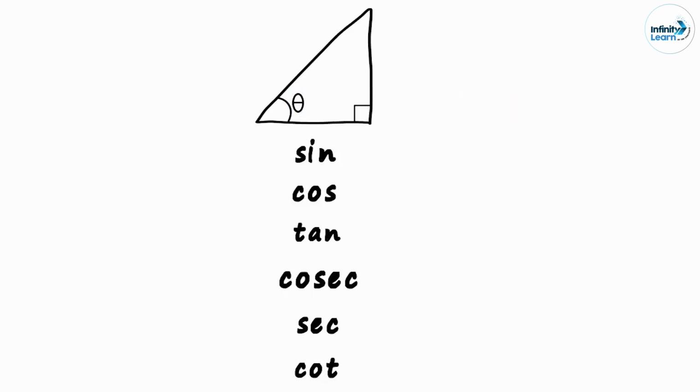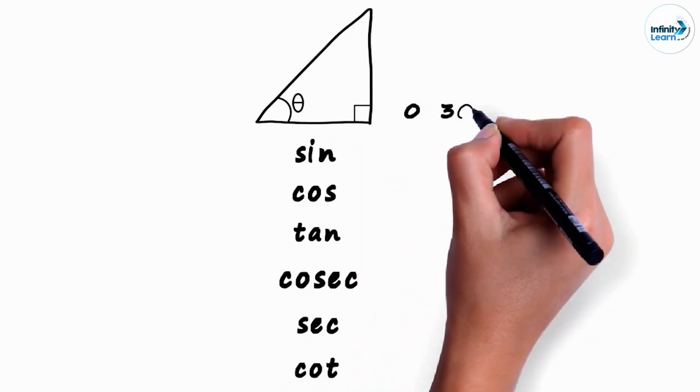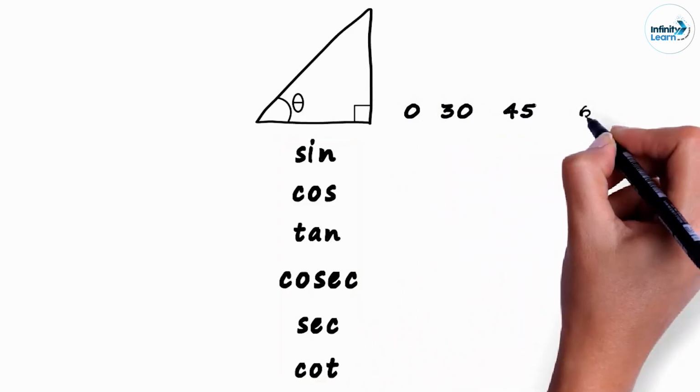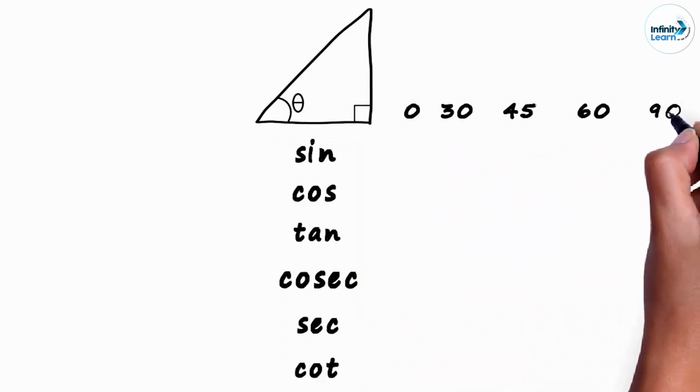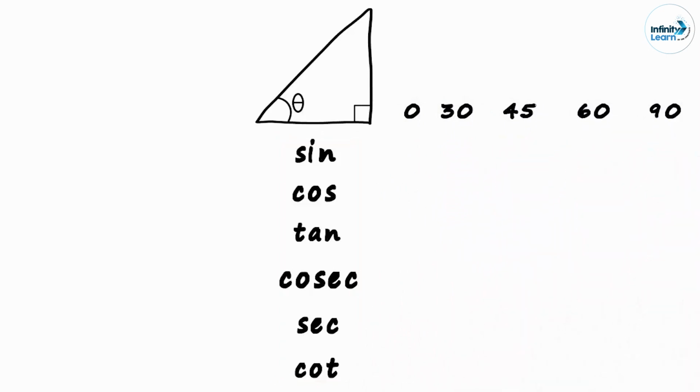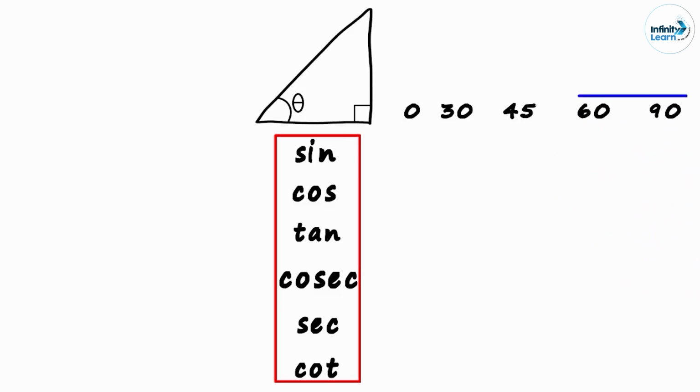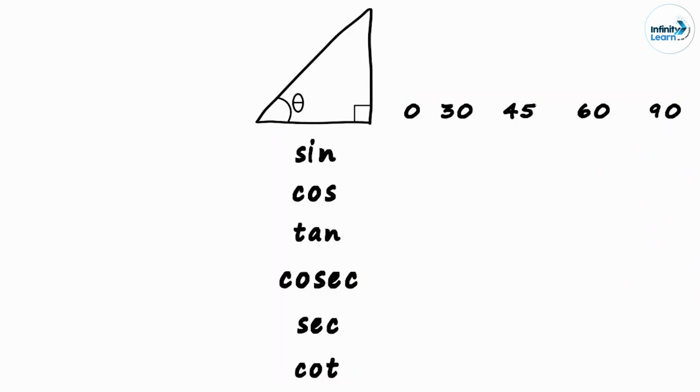In this triangle, theta can take any value between 0 and 90 degrees. But there are a few angles for which we need to know the value of these functions, like 0 degrees, 30 degrees, 45 degrees, 60 degrees, and 90 degrees. We need to know the values of these functions for each of these 5 important angle measures. Does that mean we have to memorize 30 values? No, that's not possible, and I wouldn't even suggest that. In this video, we will understand a better way to remember all the values.